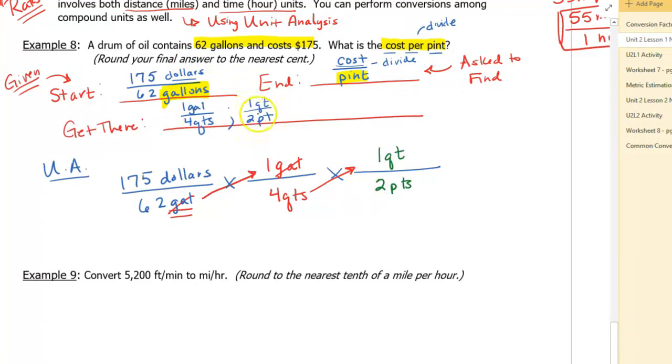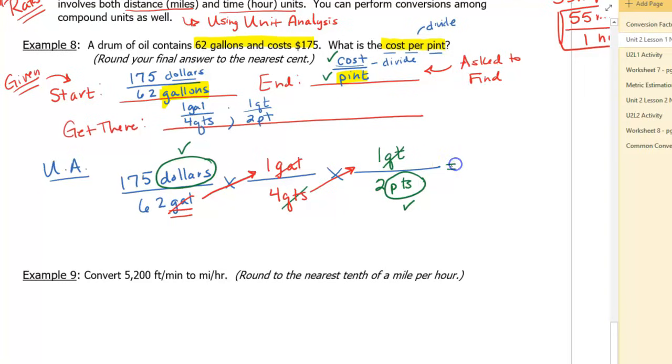Now, if I had written these upside down up here, it's okay. We can just flip them if we need them to flip. The thing you need to remember is these alternating units, so they'll cancel out. So quarts are going to cancel here, and we'll be left with dollars on the top, which is what we wanted, cost, and pints on the bottom, which is what we wanted on the bottom.